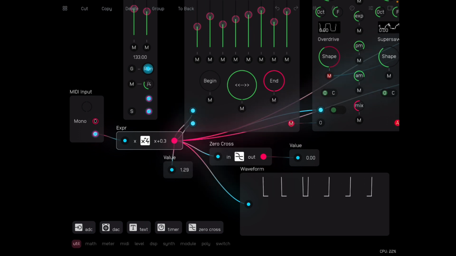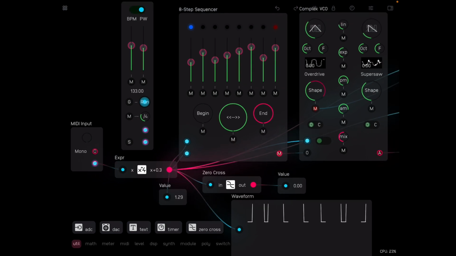And I try to sync it, but then it just plays the same note from the sequencer over and over again. So that's an issue. Not sure how to work around that.